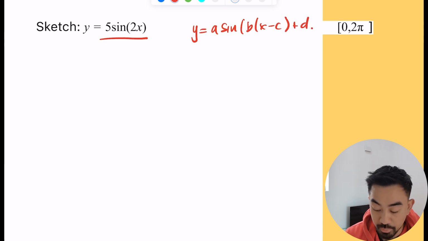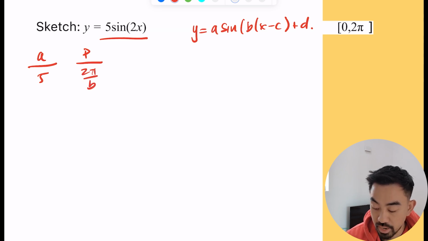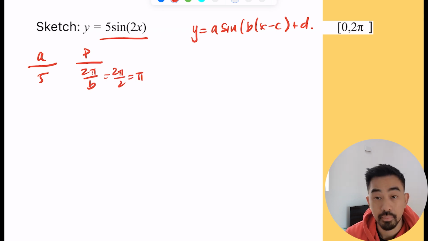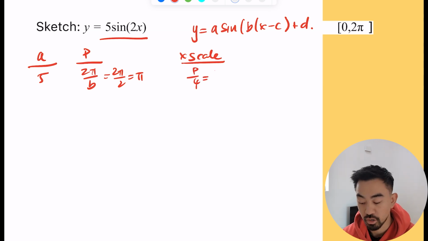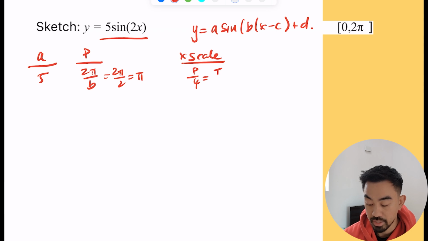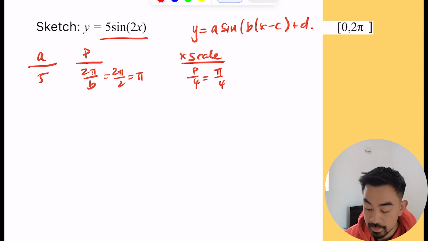So first of all, let's find out the amplitude. Amplitude is going to be 5, so the number at the front. Our period is 2 pi over b. So in this case, our b is 2. So that's going to be 2 pi on 2, so pi. Our x scale is going to be period over 4. So it's always 4 for the sine curve. So period here is pi, as we just found before, divided by 4, so pi on 4. Okay, for now, we don't have to worry about the c and the d because there is no number for that value, but we'll deal with it later.